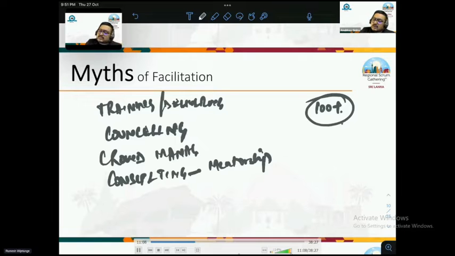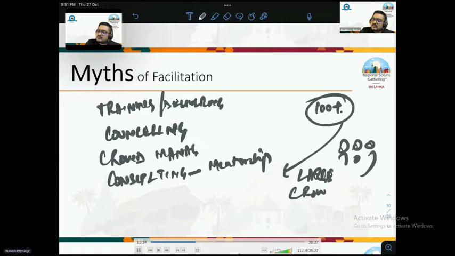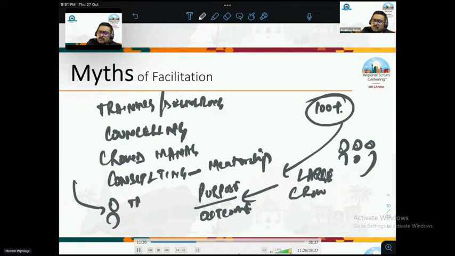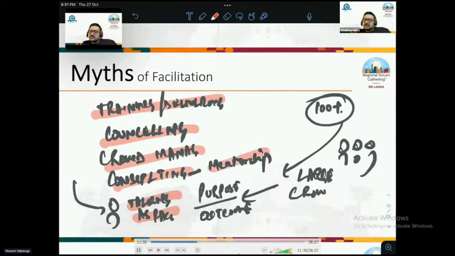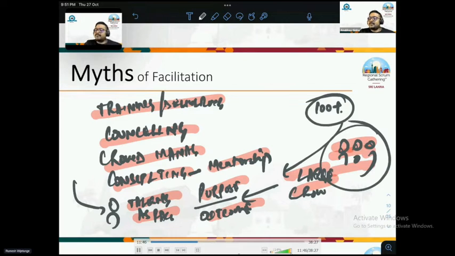It's also not just a large crowd presence without any purpose and outcome. No, it's not. It's also not about you talking as a facilitator. So let me make this all red. It's not consulting. It's not talking as an individual. It's not working for someone else. It's not working for yourself. It's working for them. This is what facilitation is about.